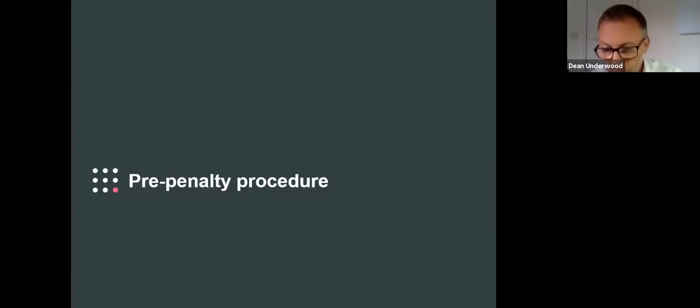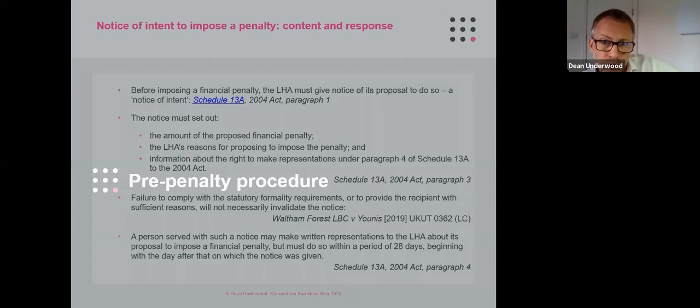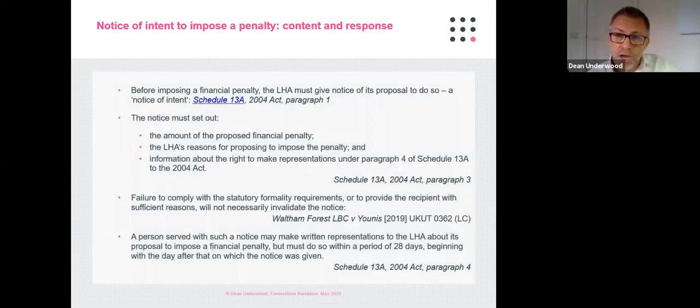Now, as you will appreciate, given that this is a local housing authority procedure, and it is the local housing authority, not the courts, that have to determine in the first instance whether a person has engaged in conduct amounting to an offence, there is an important pre-penalty procedure that must be followed before a penalty can be imposed. So the first step in that procedure is that the local housing authority must serve the person with a notice of its proposal to give a penalty. It's called, in common parlance, a notice of intent.